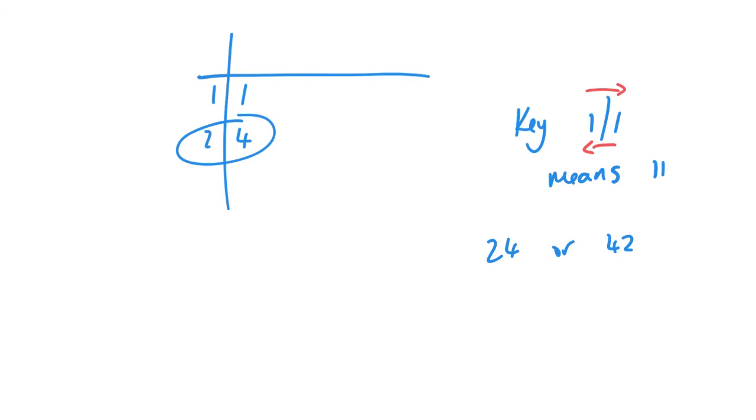So if the 2/4 meant 24, use that as a key and write 2/4 is 24. And then that way it's obvious that we're reading the key from left to right.